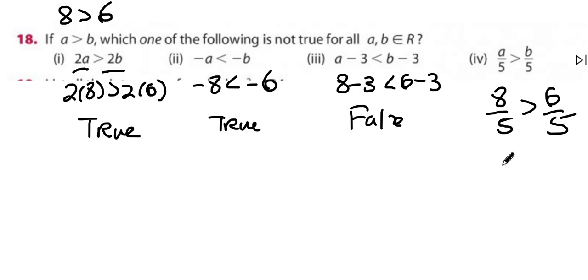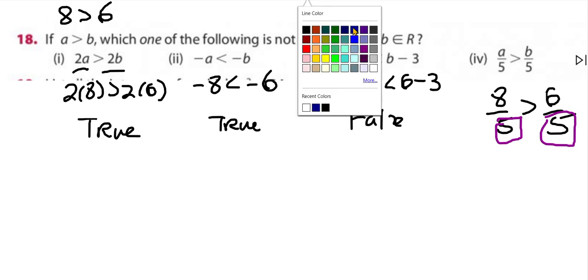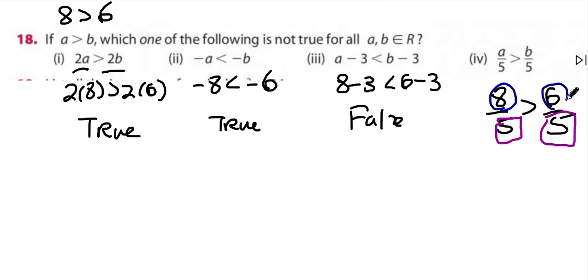Now, is 8 divided by 5 bigger than 6 divided by 5? True or false? See the way the bottom numbers are the same? That means you can directly compare the top numbers then. Is 8 bigger than 6? So it's bigger. So it's true.